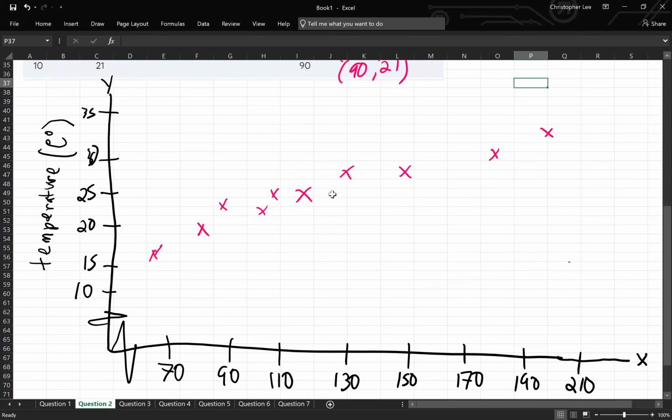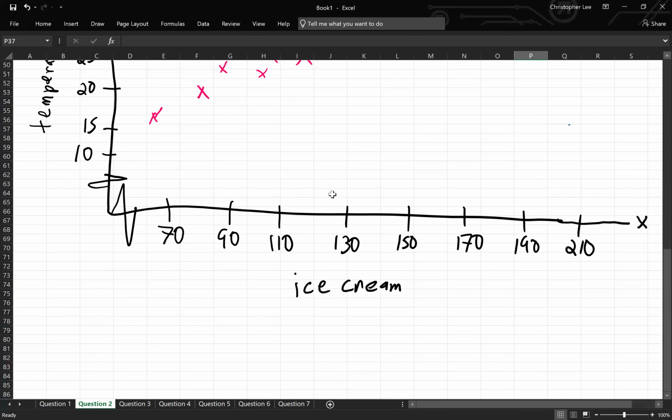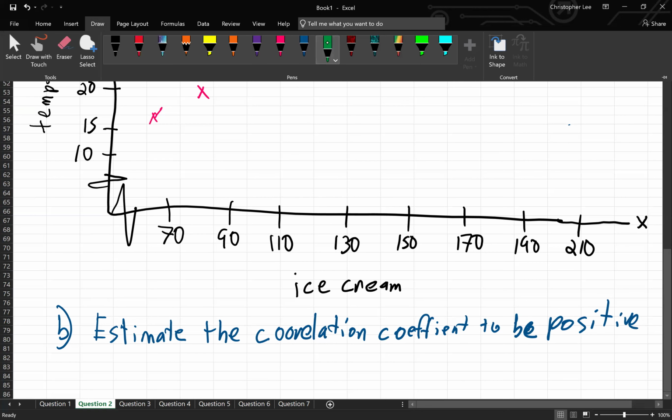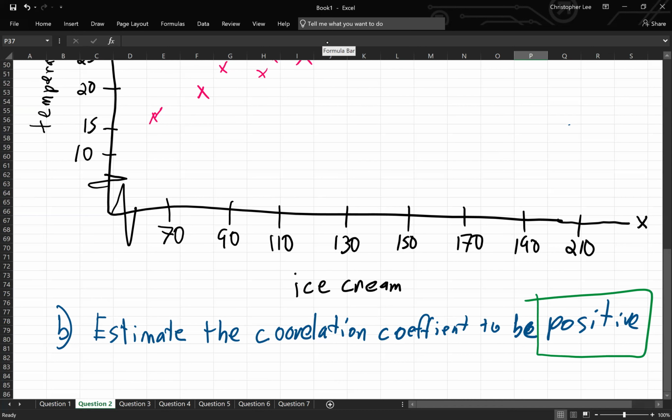Well, as the temperature increases, the number... So, estimate the correlation coefficient to be... positive, right? Also, you don't need the percent. You need to know if it's positive. I'm not asking for the number. But I'm happy that you can find it though. I appreciate that.